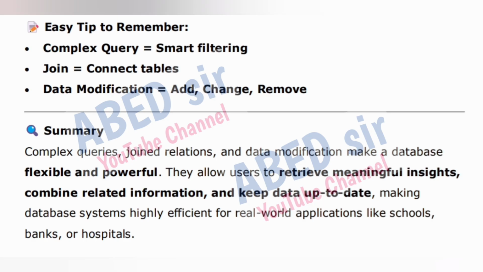Summary: complex queries, joined relations, and data modification make a database flexible and powerful. They allow users to retrieve meaningful insights, combine related information, and keep data up to date, making database systems highly efficient for real-world applications like schools, banks, or hospitals.